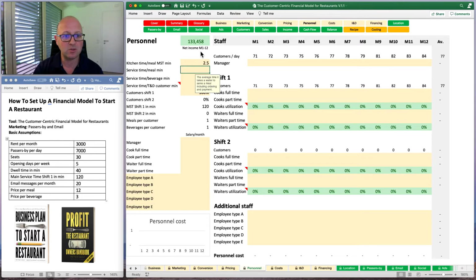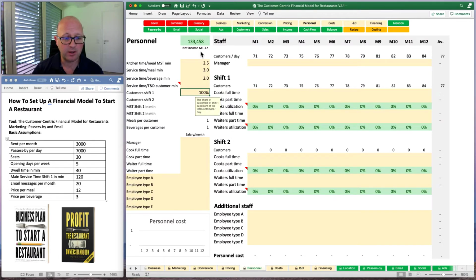So next one is service time per meal in minutes. This is simply how long a waiter needs to service one customer with a meal. This also includes the order taking, the serving of the meal if you have a full service restaurant, and the payment. Let's say this takes on average 3 minutes. Next, service time per beverage in minutes. Let's say this takes about 2 minutes. And then the service time per T&D customer, that's a takeaway and delivery customer. We're not interested in this right now. In this example, we will do a further video, but not now.